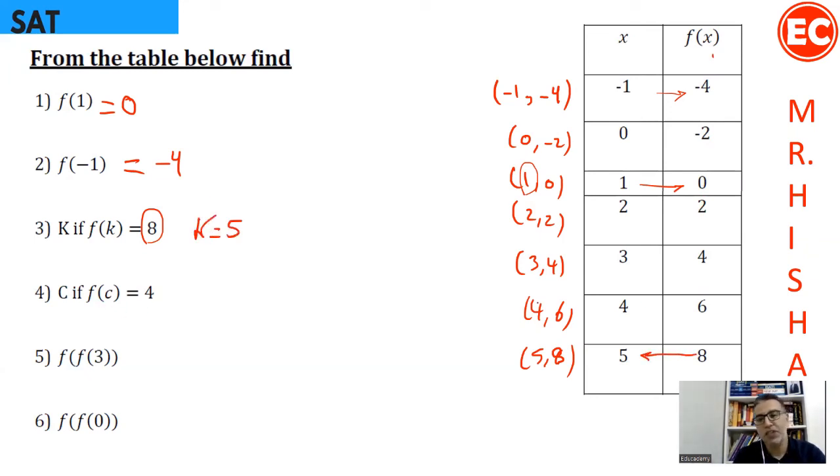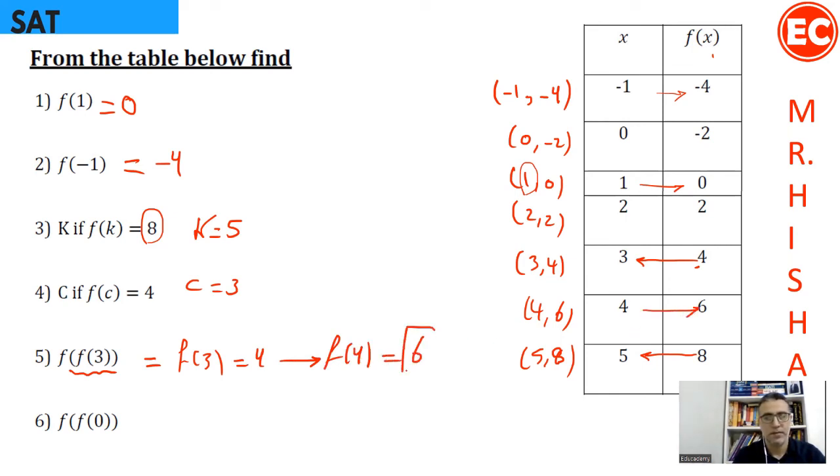What is the value of c, which is equal to 4? 4, 4, 4, I go here, it is 3. But now, what is f of f of 3? F of 3 first is equal to 4. Then I figure out f of 4. F of 4 is equal to 6. Again, what is f of f of 0? F of 0 is equal to negative 2. So I am looking for f of negative 2. And f of negative 2 does not exist, so it is undefined in this table.